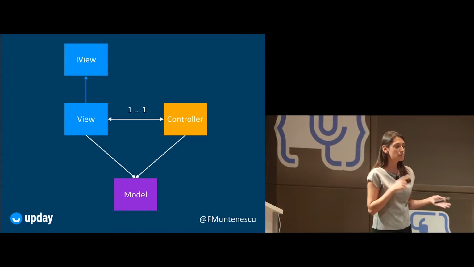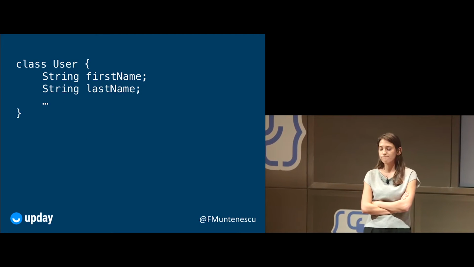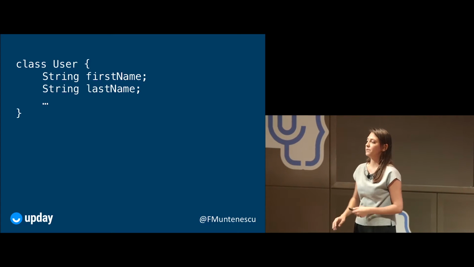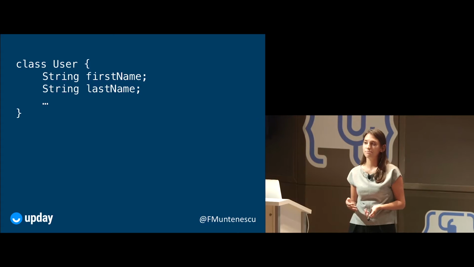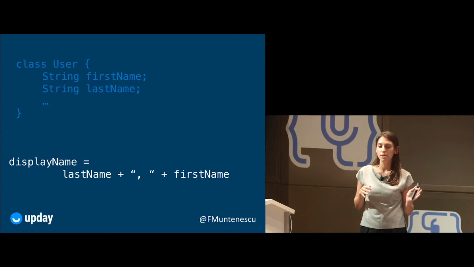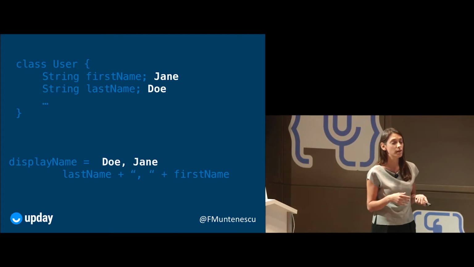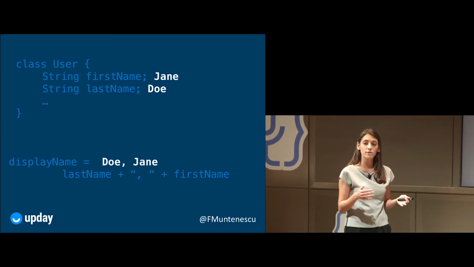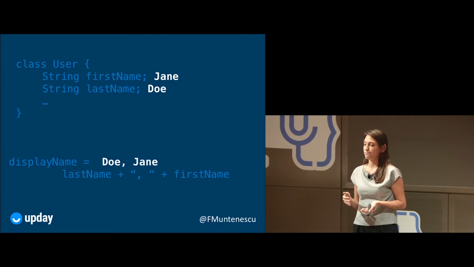Okay, but we know that the model handles the business logic, but who handles the UI logic? So let's take an example. Let's say that we have a user that has a first name and a last name. What we need to display is the display name as last name, comma, first name. So if we have, for example, a user called Jane Doe, what we need to display is Doe, comma, Jane.